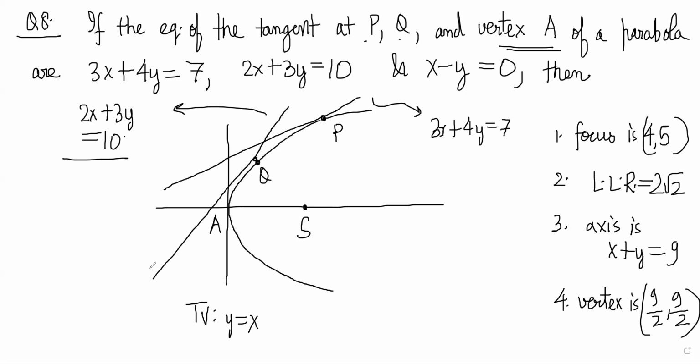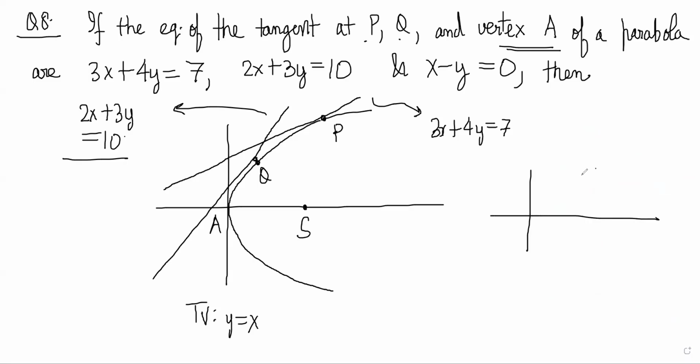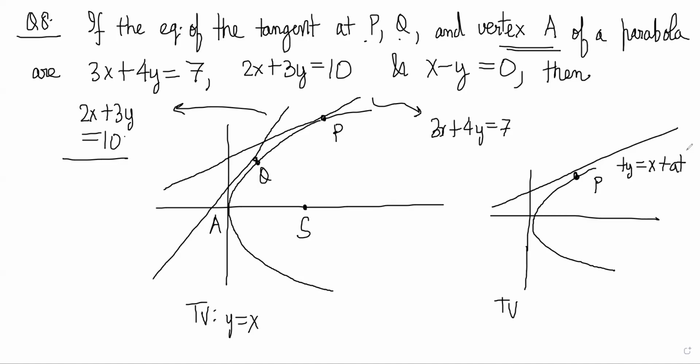Now, this is the point where we need to use one of the properties that we learned during the theory, so I will do that property here again. Look at a standard parabola, and this is the tangent at the vertex. This is a point P, and let's make a tangent at P. The equation of the tangent at P is t y equal to x plus a t square.